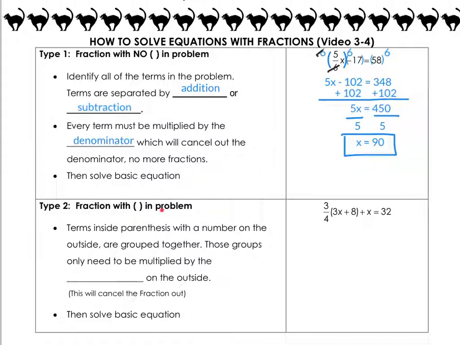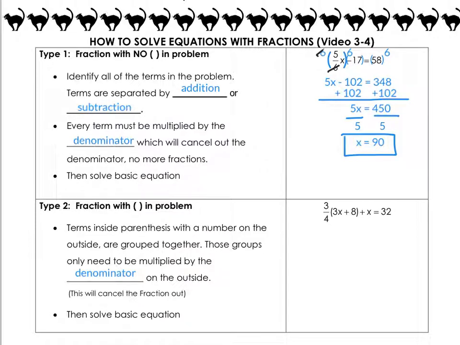Okay, our next situation is when we have fractions with parentheses in the problem. So in addition to what we've done, we now need to have the terms inside parentheses with a number on the outside that are grouped together. So those groups only need to be multiplied by the denominator on the outside. This will then cancel out the fractions. And then we will just solve our basic equation.